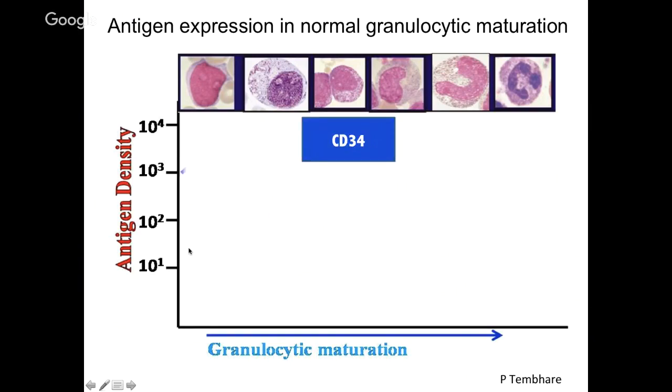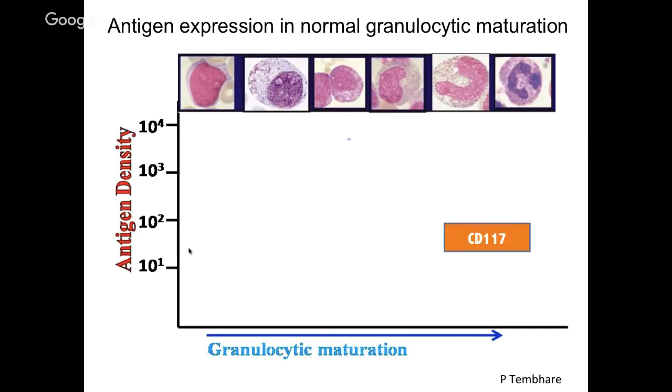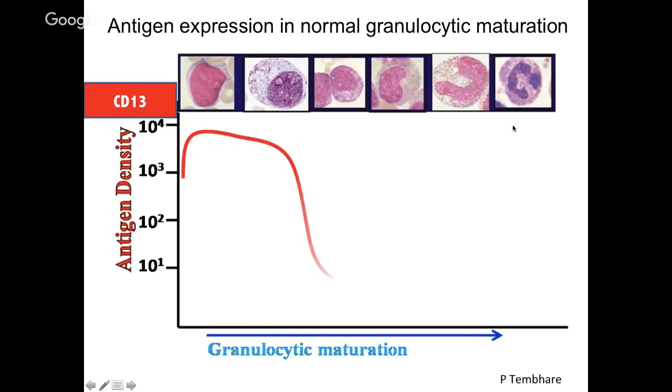Similarly, CD34 is positive only in blasts, gets negative by promyelocyte, before promyelocytes. The third important marker is c-kit, CD117, which is expressed by blast and goes till promyelocyte but dips at promyelocytes. Now the fourth marker is interesting, CD13 as a myeloid marker. It is expressed by blasts and promyelocytes. It dips at myelocyte because it gets almost negative and again picks up at metamyelocytes and becomes strong in neutrophils.